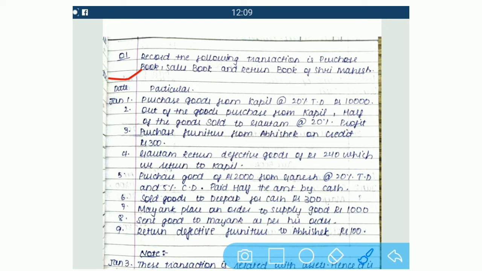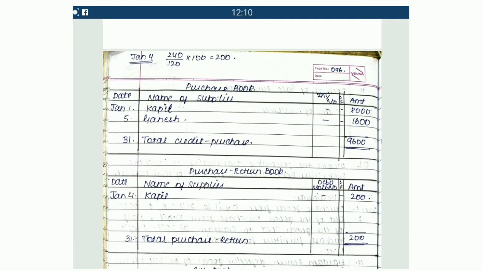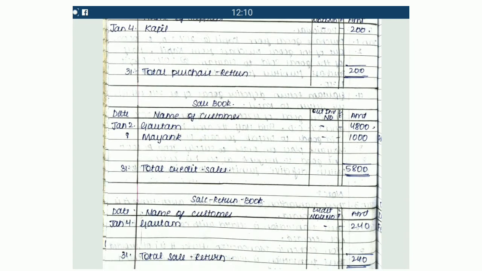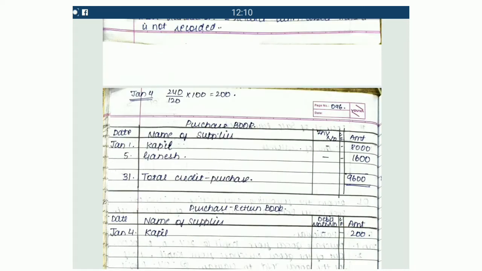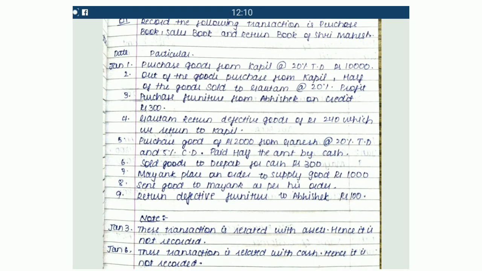Now, as you know very well, we have to prepare 4 subsidiary books over here, which you can see. So, firstly, let us take a look. We have prepared purchase book, purchase return book, as well as sales book and sales return book. According to the transaction, we have to put our entries only into this format. Just giving a reminder about the entries.